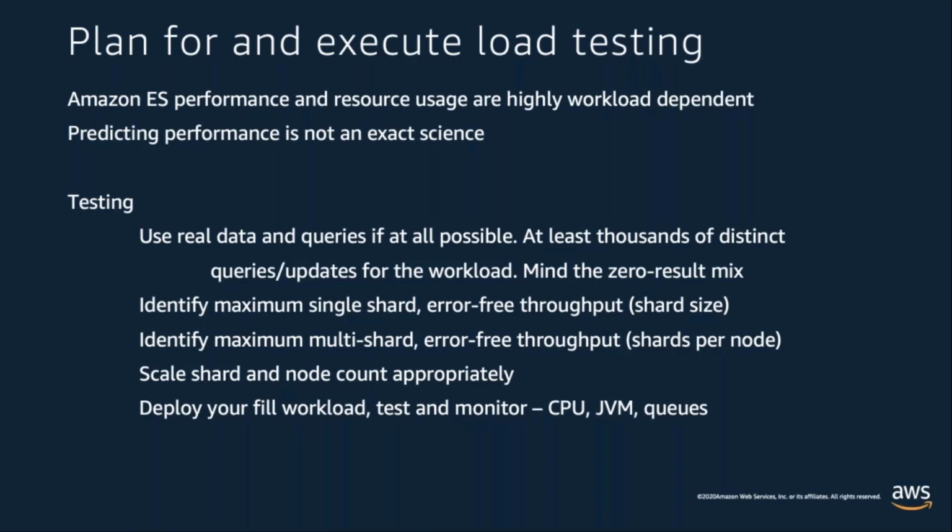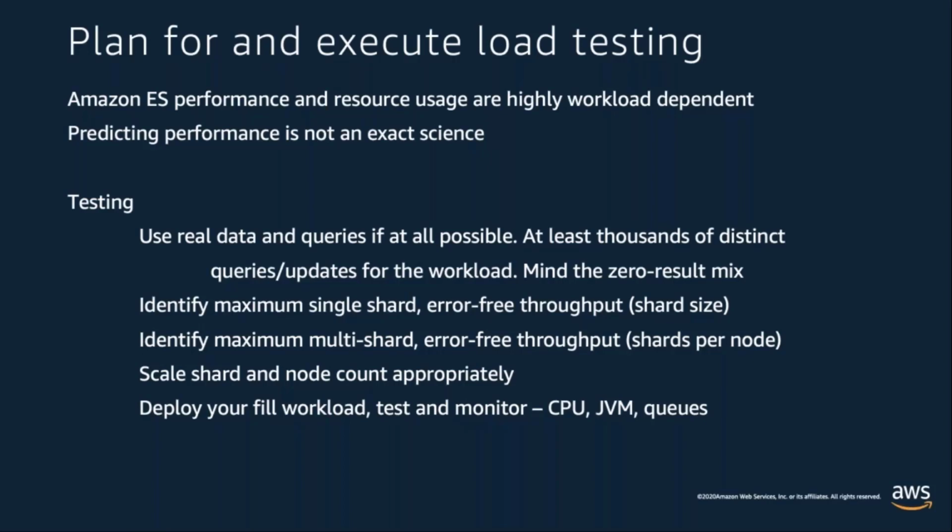Once you understand your optimum shard size, then you want to understand your optimum shard density. So this is more than one shard, still a single index, still a single instance, and you're going to keep increasing your data size in multiples of the optimal shard size and deploy additional primary shards to identify the error-free throughput, the best throughput that you get at any particular shard count. You will then know what's my best shard size, what's my best shard count per node, and then you can scale your shard and node count for your full workload based on those numbers.